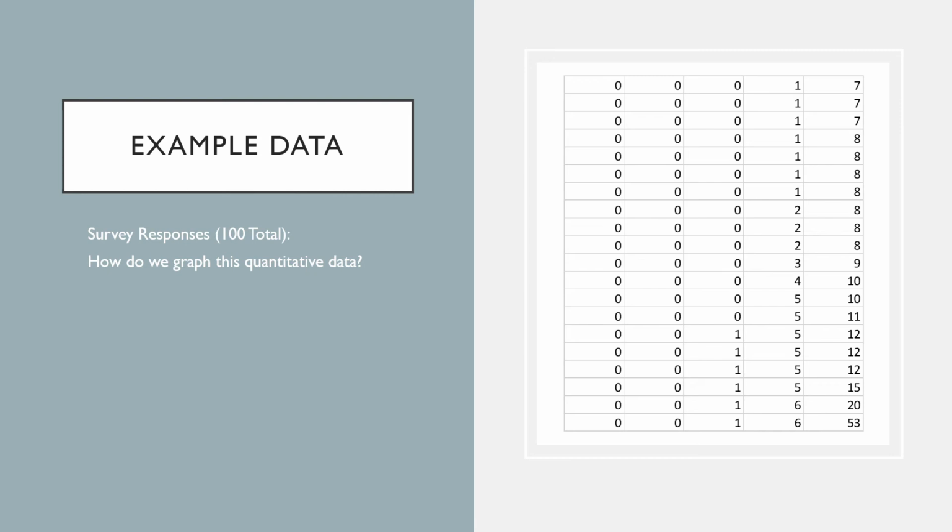How are we going to be able to graph this data? Because right here we just have a bunch of numbers, and that's neat, but it's kind of hard for us to look at and hard for us to draw conclusions from. So we want to graph this quantitative data, and we have a couple options. We have a histogram, a box plot, and a dot plot.